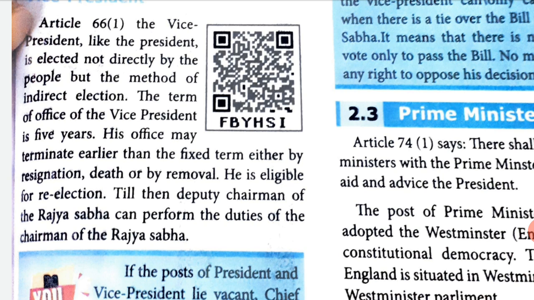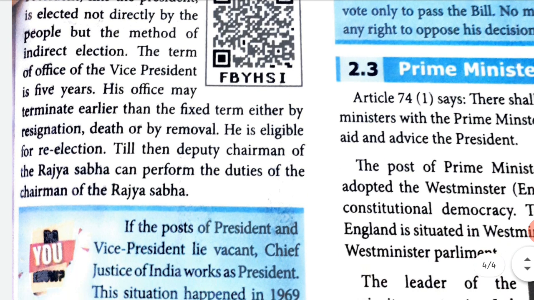For example, he can be re-elected one more time also. Till then, the Deputy Chairman of the Rajya Sabha can perform the duties of the Chairman of the Rajya Sabha. So the Deputy Chairman will take care of all the Vice President's activities.